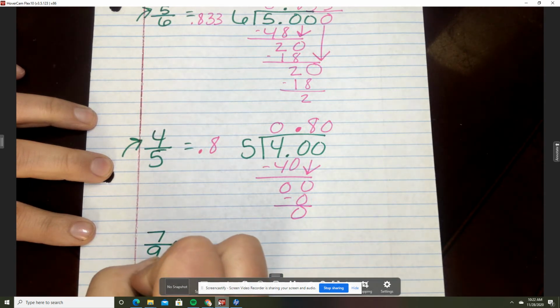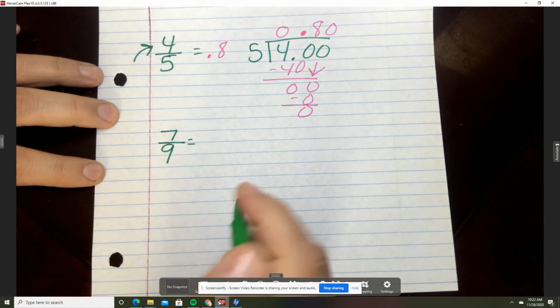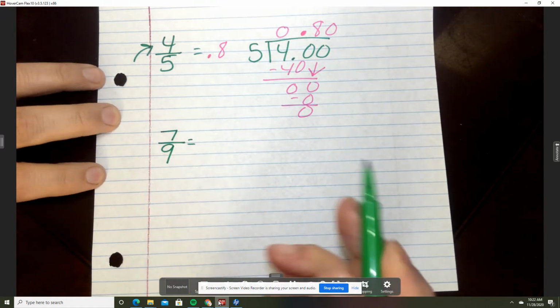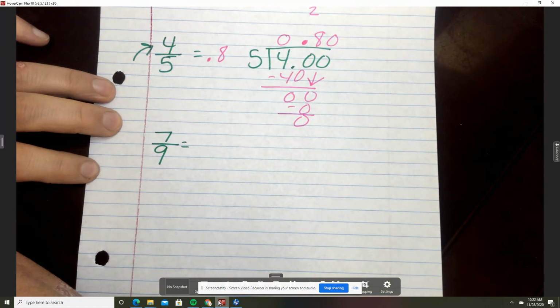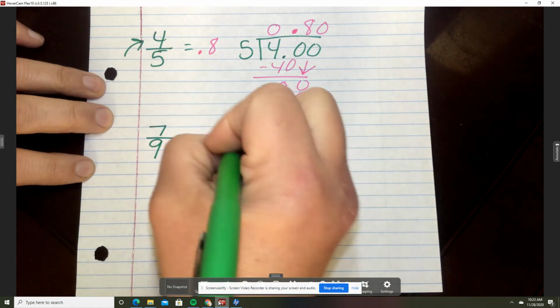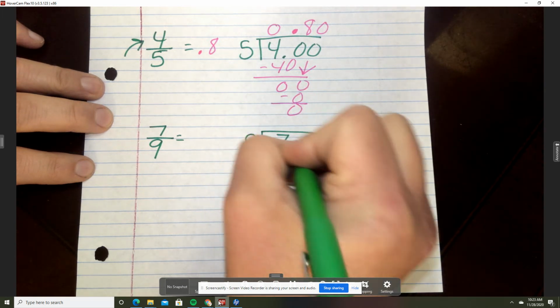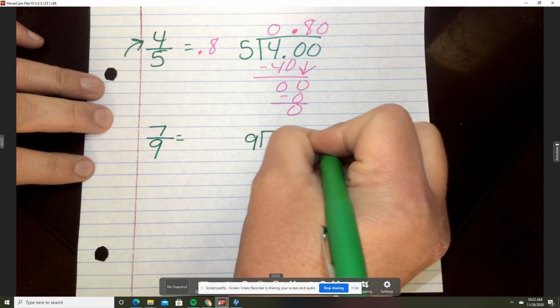7/9. So you can do this with any fraction as long as it's a proper fraction. Proper means the smaller number's on top. You can do it with improper fractions too, but it's not going to be just a decimal. There's going to be a whole number involved. All right, so the 9 goes on the outside, 7 goes in the box. Add a decimal and 2 zeros.